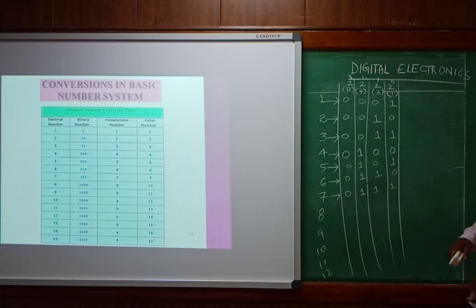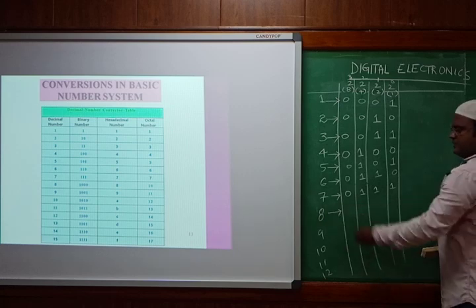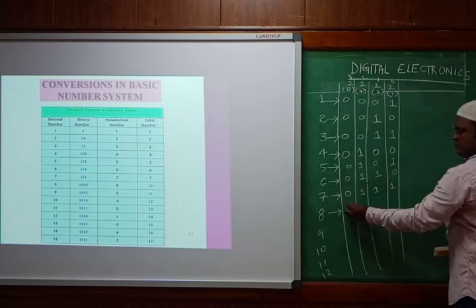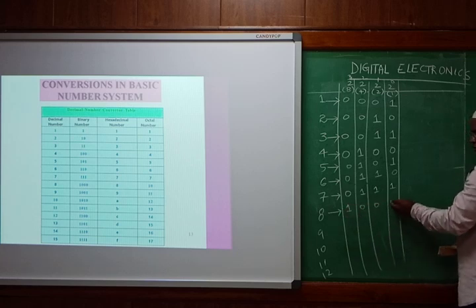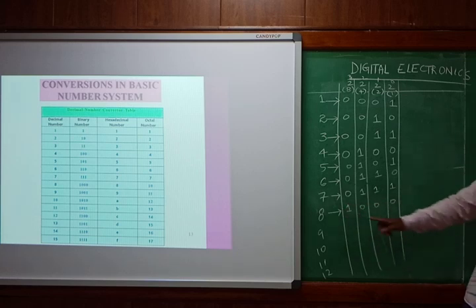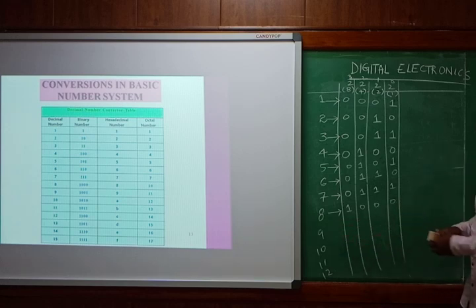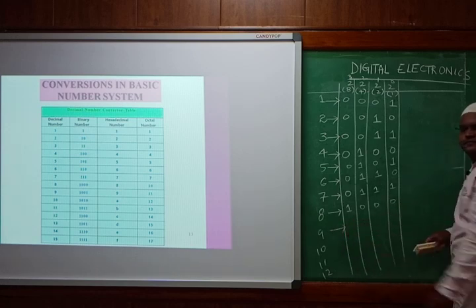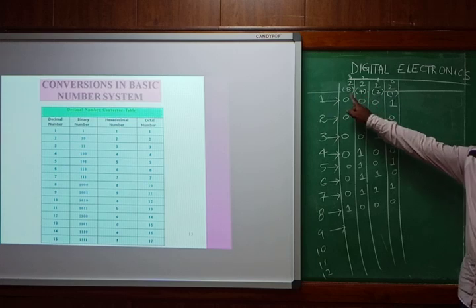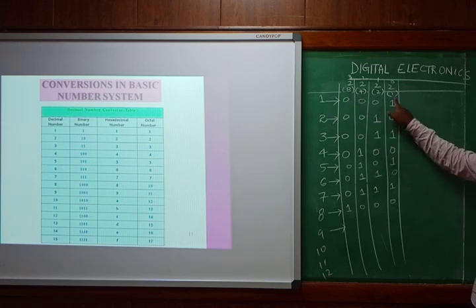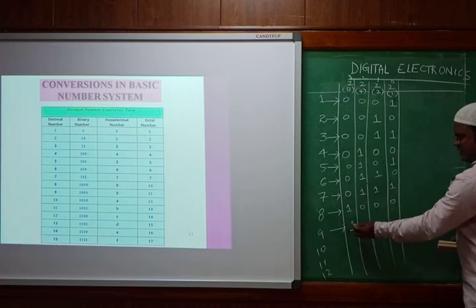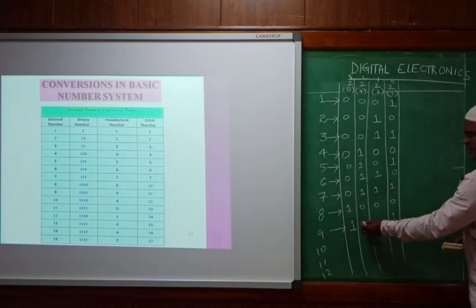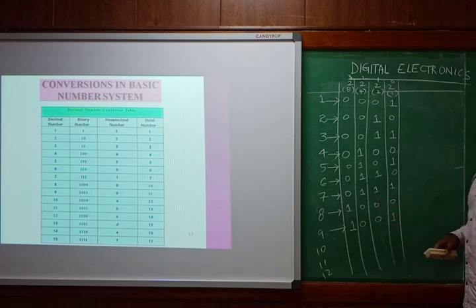Similarly, I want to write 8. So how do I get 8? 8 means only the MSB bit. The most significant bit should be 1 and the remaining bits should be 0. So that's how I can write 8. Like that, I want to write 9. 9 means I can maintain 8 plus 1 as 9 and remaining will be 0. That means first 8 and plus 1, make it as 9 and remaining will be 0.